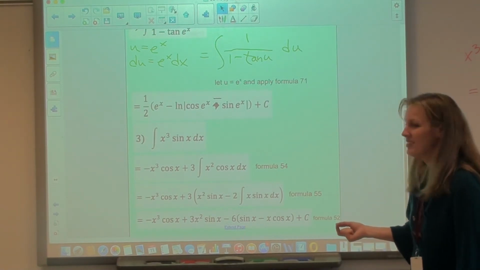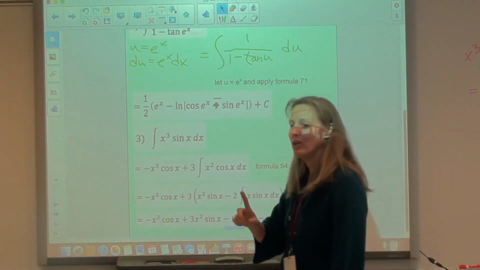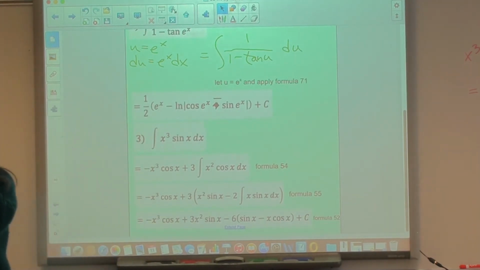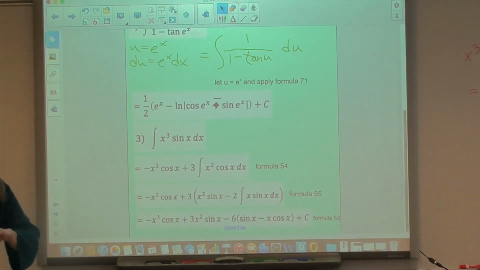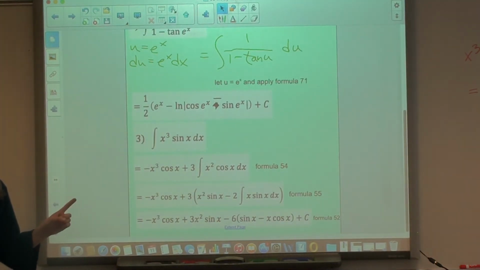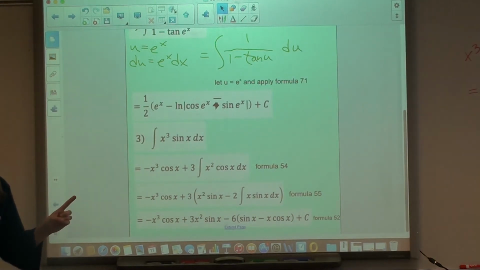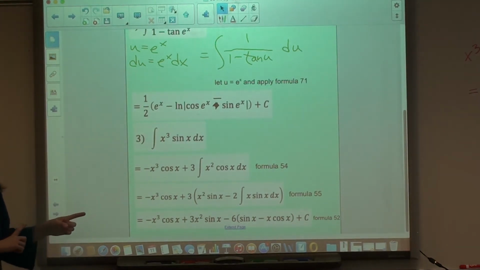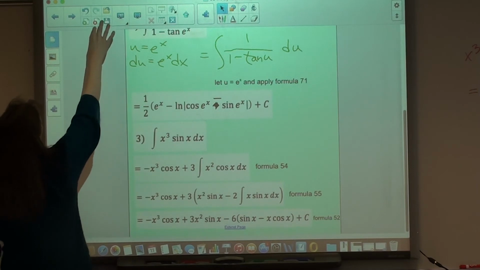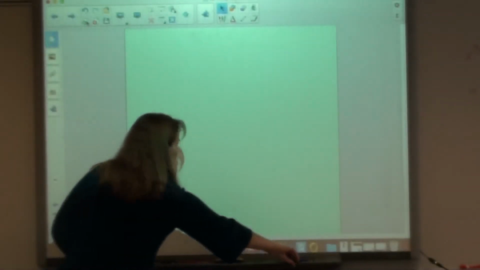If you have not learned the tabular method, I am going to show you how to do it. You can learn it honestly in like 90 seconds. Are you ready? Okay, so we're going to do the integral of x cubed sine x.